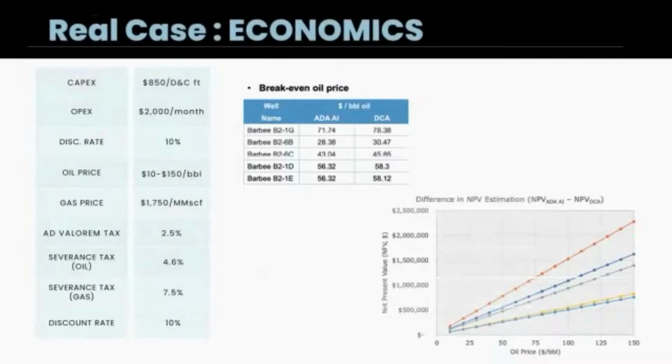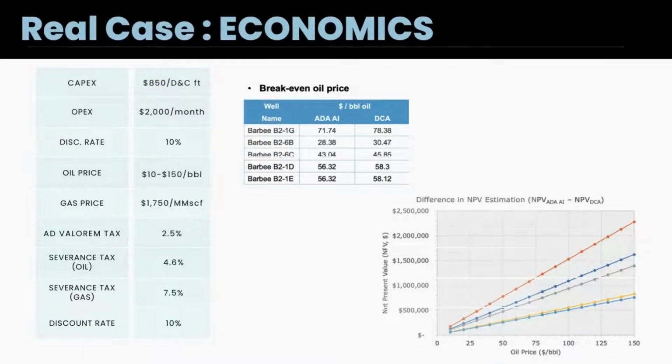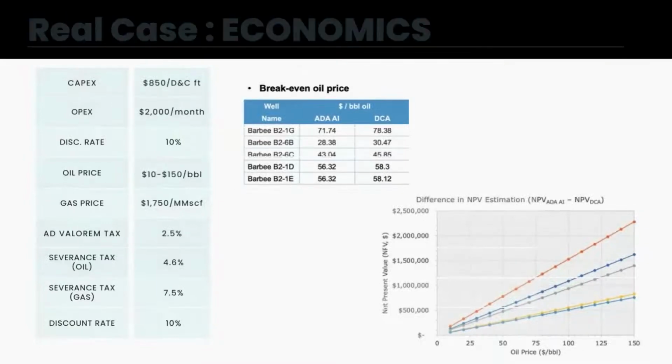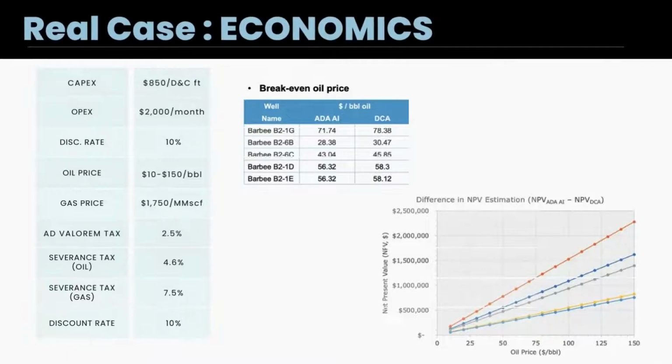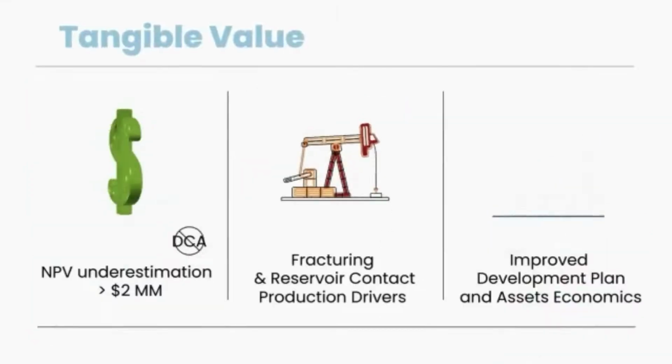You can see some economical factors on the left. You can see the difference around break-even oil price per well, and the difference is around the NPV value. There is an underestimation of about $2 million, which is quite significant if you only think about 6 wells, but if you extrapolate that to more wells, it becomes even more relevant.